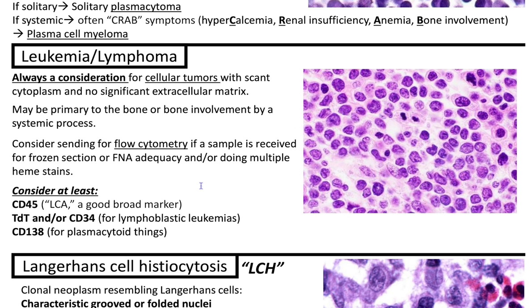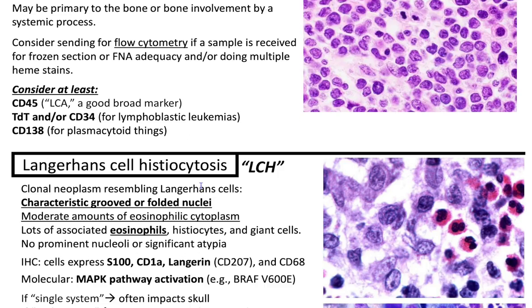Leukemia and lymphoma is always a consideration with cellular tumors that look small, round, and blue with scant cytoplasm. It can be primary to the bone, or it has bone involvement by a systemic process. If you are concerned, consider sending for flow. And you want to consider at least CD45, TDT and or CD34 for lymphoblastic leukemias, and CD138 for plasmacytoid.